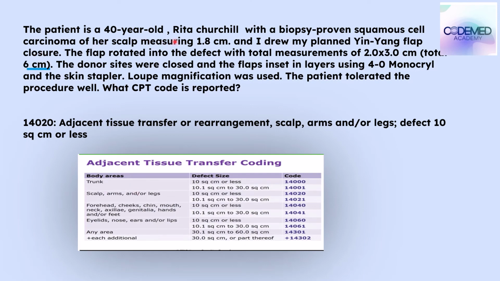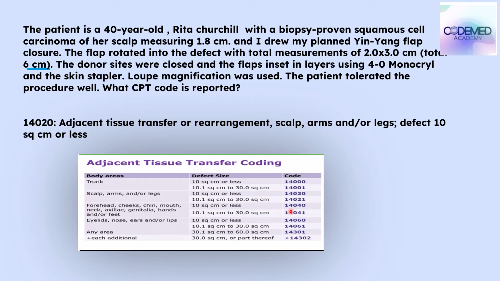The patient is 40-year-old Rita Churchill with a biopsy-proven squamous cell carcinoma of her scalp measuring 1.8 square centimeter. I drew my planned yin-yang flap closure. The flap rotated into the defect with a total measurement of 2 into 3 centimeter, that is total 6 centimeter. The donor sites were closed and the flap inset in layers using 4-0 Monocryl and a skin stapler. Loupe magnification was used. The patient tolerated the procedure. What CPT code is reported?